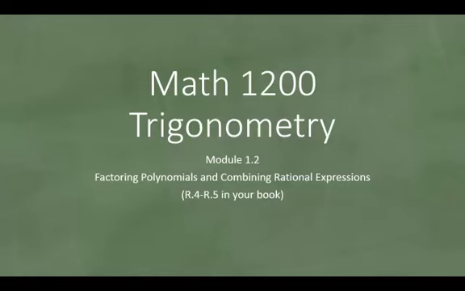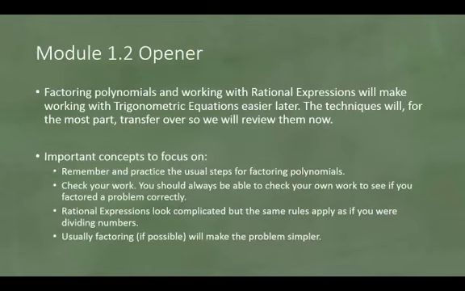Module 1.2, Factoring Polynomials and Combining Rational Expressions. These are review sections 4 through 5 in your book. Factoring polynomials and working with rational expressions now will make working with trig equations easier later. So we're going to review how to factor polynomials and how to work with rational expressions.